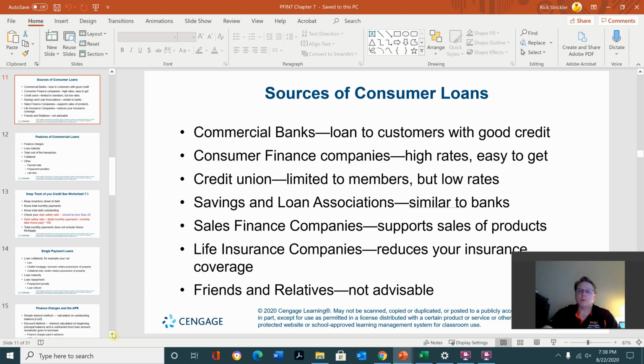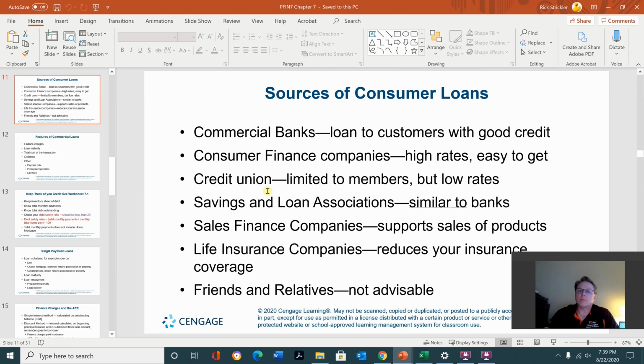Sources of consumer loans: commercial banks, consumer finance companies, which have the highest rates. I used to be a branch manager for Beneficial Consumer Discount Company, and our loans would go as high as, well, it depends on which state you're in. I was in Pennsylvania and New York, and our loans went up to 30%. Some states they went even higher than that. Credit unions, savings and loan associations, sales finance companies, life insurance companies, and friends and relatives. Companies like State Farm will do loans as well.